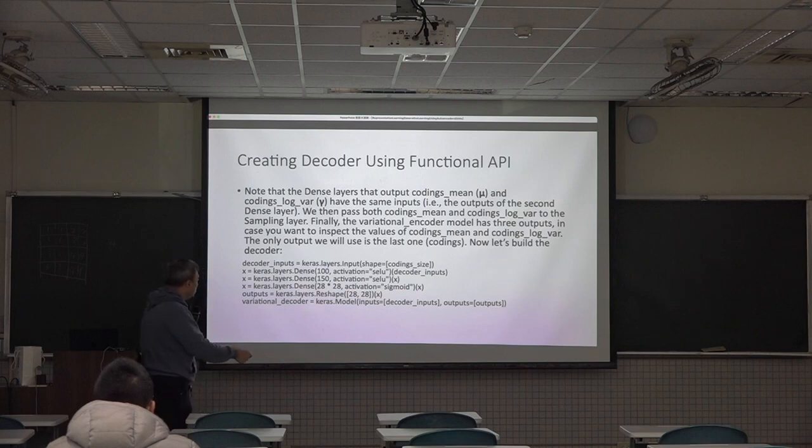We still treat each output as a binary classification, so we still use sigmoid. Then we reshape this to 28 by 28, two dimensions. And then the variational decoder, we put them together: decoder input is the input, output is the output. That's it.